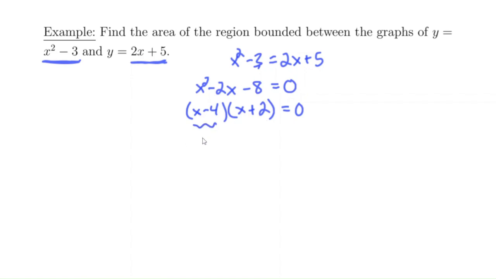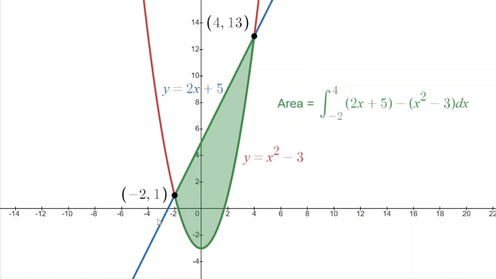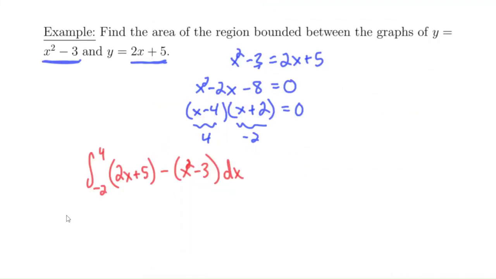So notice we're going to get 4 and minus 2 are the x coordinates of our intersection points. Now, to find the y coordinates, we could plug in these numbers, but the x coordinates are minus 2 and 4. And notice that agrees with our graph. The x coordinates of the intersection points are minus 2 and 4. So we're going to do this integral from minus 2 to 4. So this is the integral that we have.